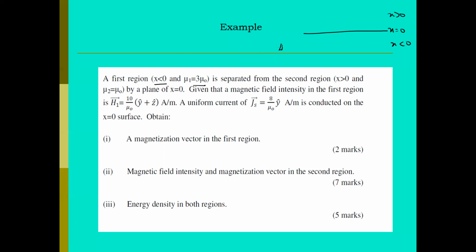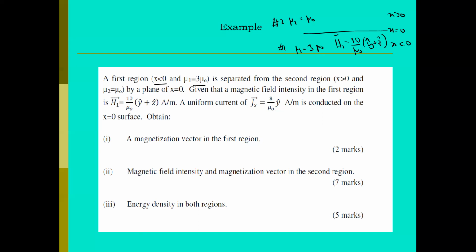So the first region is down here, whereby mu1 equals 3 mu naught. For the second region, which is x bigger than 0, mu2 equals mu naught. Given that the magnetic field intensity in the first region is H1 equals 10 over mu naught times (y vector plus z vector), that should be the H1 vector. And it's given that the uniform current Js is 8 over mu naught.